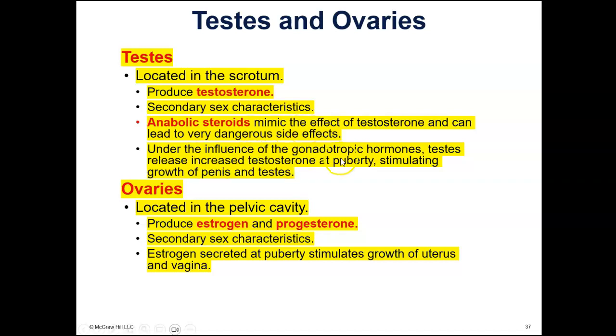Under the influence of the gonadotropic hormones, the testes release increased testosterone at puberty, stimulating the growth of the penis and the testes. And then the ovaries are located in the pelvic cavity of the female. They produce estrogen and progesterone and contribute to the secondary sex characteristics of females: the higher voice, the breast development, and the fatty deposits around the breast and the hip area, those kinds of things. So estrogen secreted at puberty stimulates the growth of the uterus and the vagina.